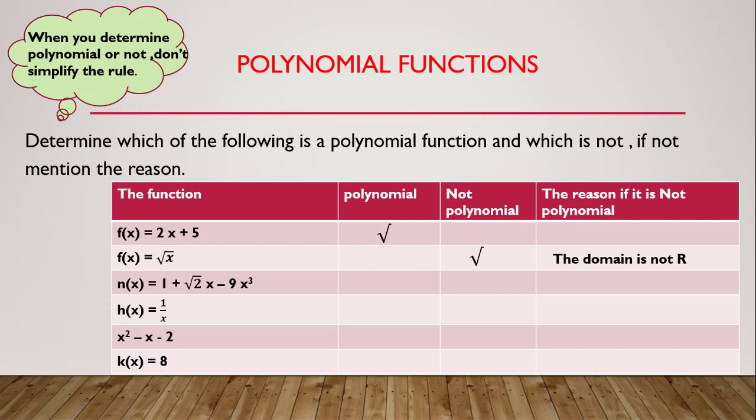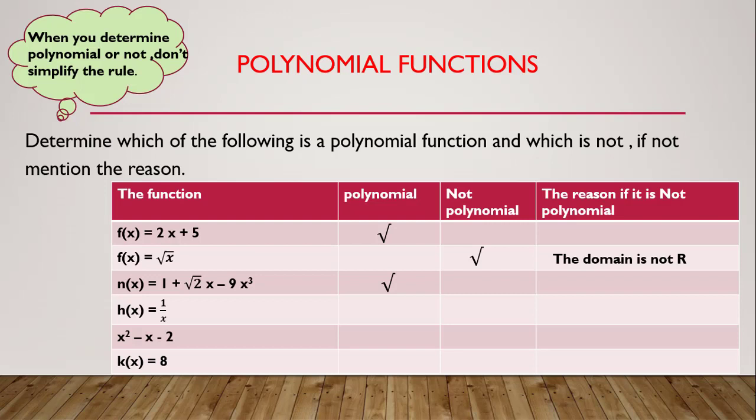Okay, n of x equals 1 plus root 2x minus 9x power 3. This is a polynomial because the domain is R. There is no real number which can't be written here in the function. And also the powers here, 1 and 3, belong to the natural numbers. So this is a polynomial.